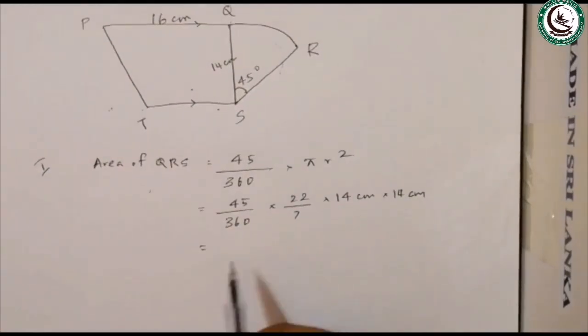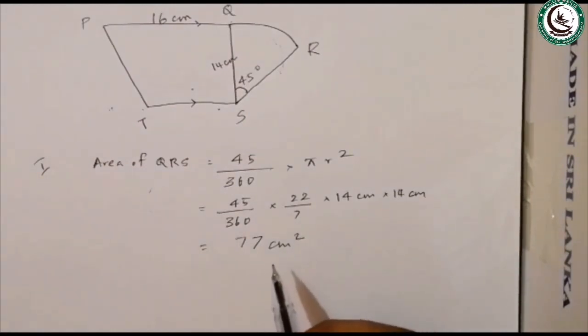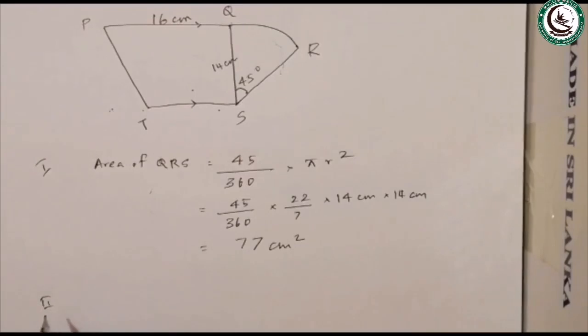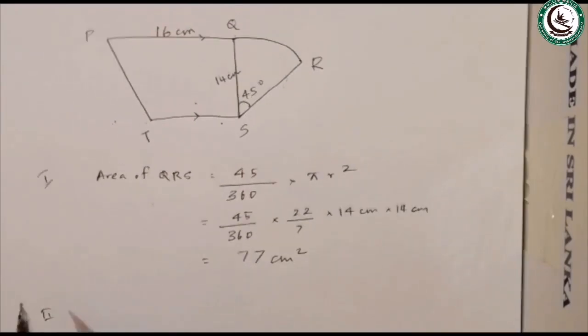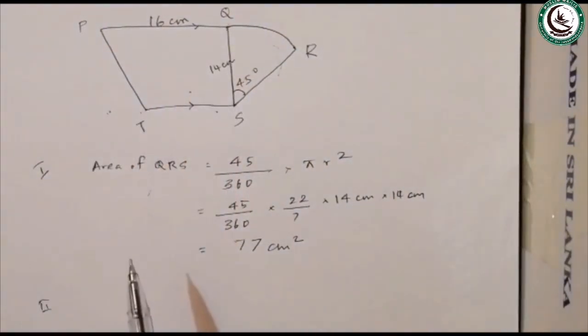So the answer is 77 centimeter square. And the second question is, if the area of PQST is 196 centimeter square, find the length of TS. Now we have to know how to find the area of PQST.